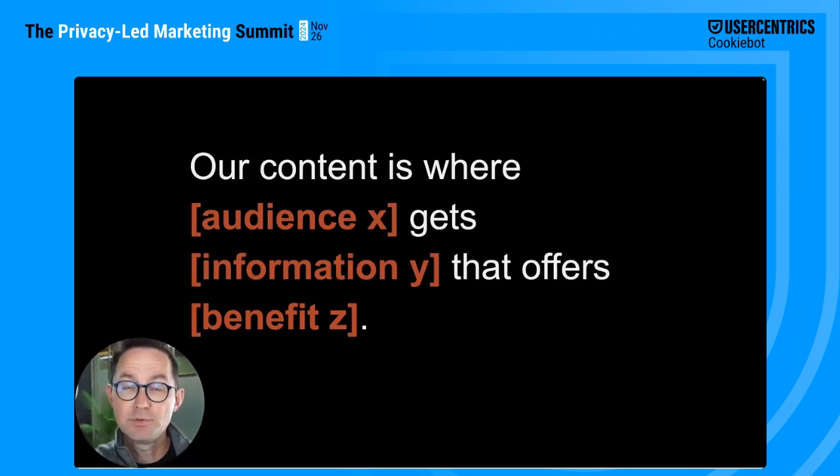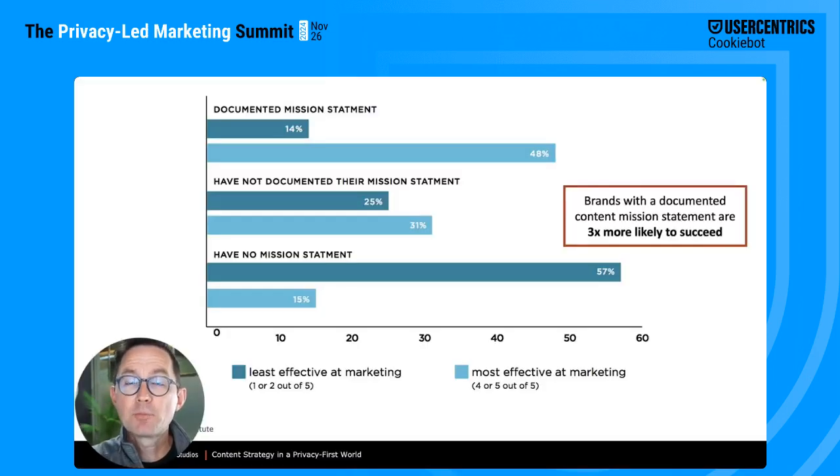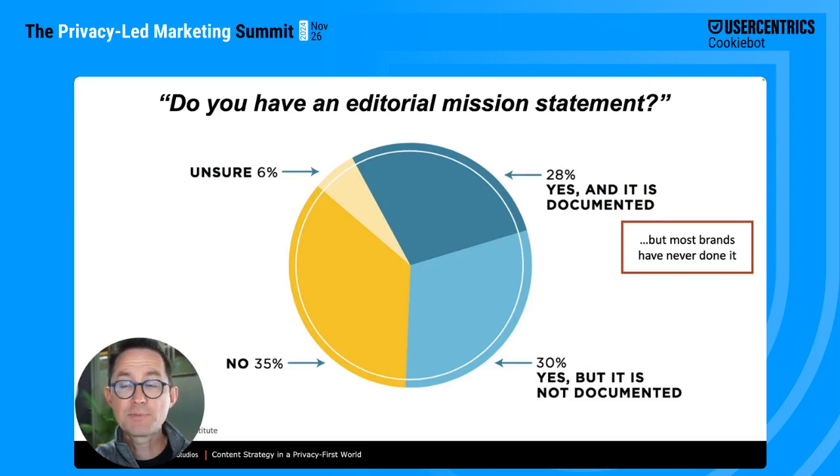Now, brands that do this are statistically more likely to report success in digital, right? If it's documented, that group is the most likely to report strong performance from content marketing. People that don't have this documented are very unlikely to report success. The data is the same year after year in the Content Marketing Institute and MarketingProfs B2B survey. But most people haven't done it.